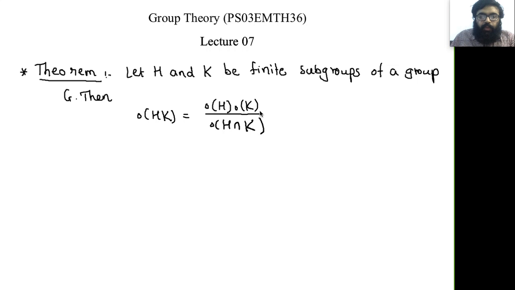When we list all those elements of the H and K product, we have a total of order of H times order of K entries, but we have seen that each entry is repeated as many times as there are elements in H intersection K. So this is what we are going to prove.